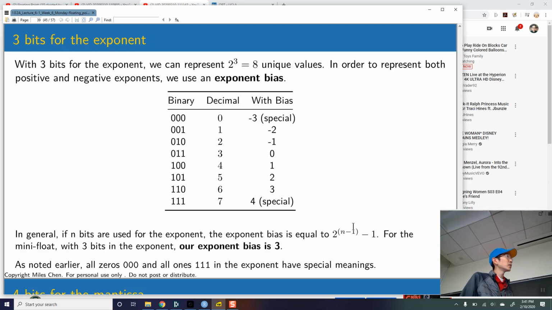In general, if you had a different specification, the exponent bias is going to be 2 raised to the n minus 1, minus 1, n being the number of bits in the exponent. So here I've got 3 bits in the exponent. So 2 to the n minus 1 is 2 to the 2, 4, minus 1, 3. When I have 11 bits in the exponent, the bias, that shift, is going to be 2 to the 11 minus 1, so 2 to the 10, that's 1024, minus 1, 1023. We have an exponent bias of 1023. And then again, all zeros or all ones in the exponent have special meanings.